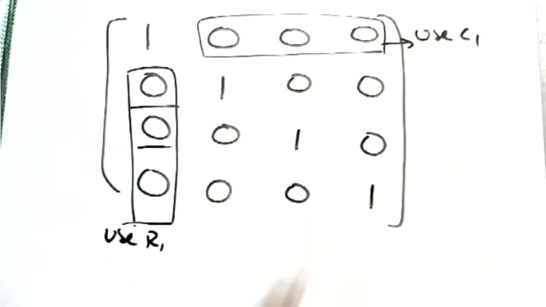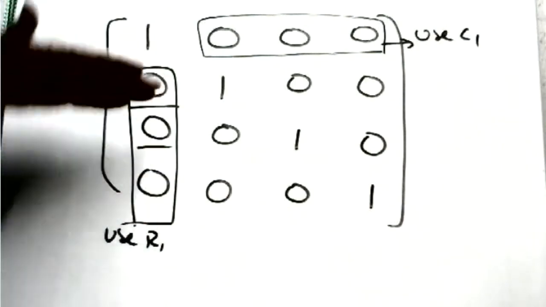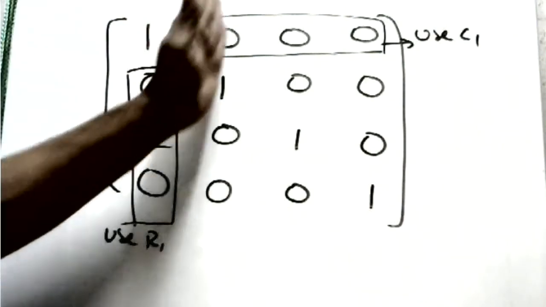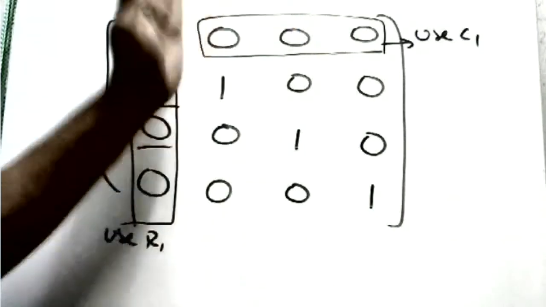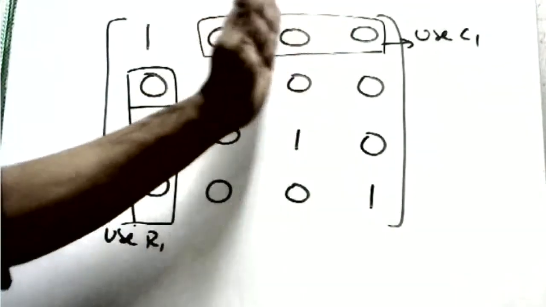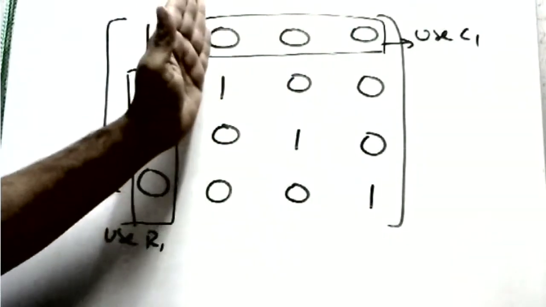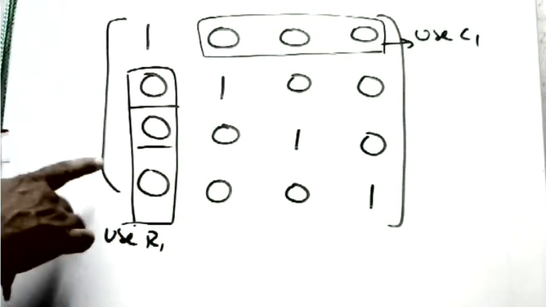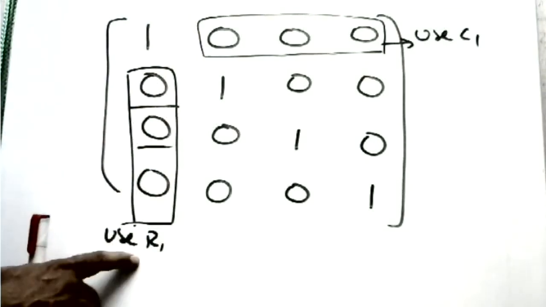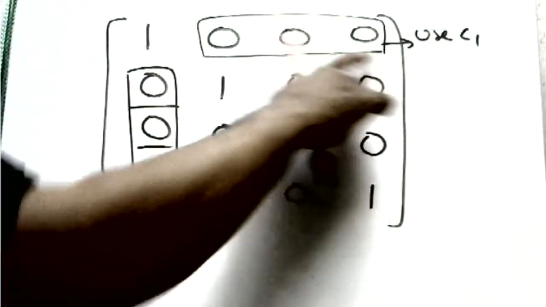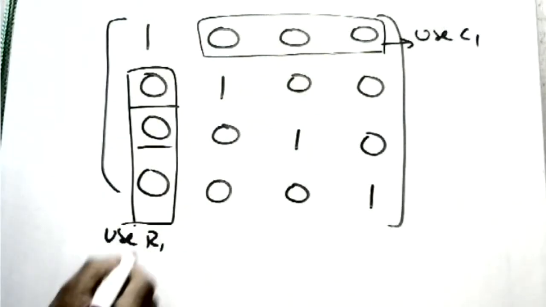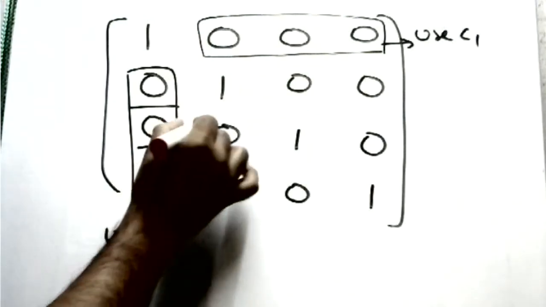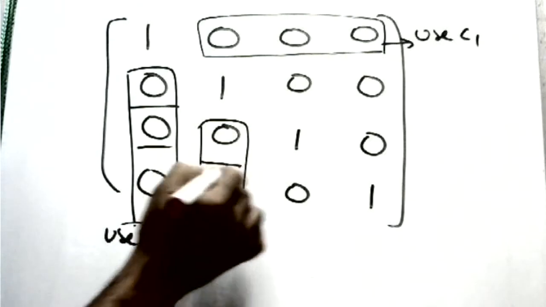Now to make these three zeros, use C1. For making these zeros in the first case, we go according to rows. For making these three zeros, we go according to columns. Just remember this by heart. First step, make these three zeros using R1. Then these three zeros using C1. Next step, we have to make the next part.